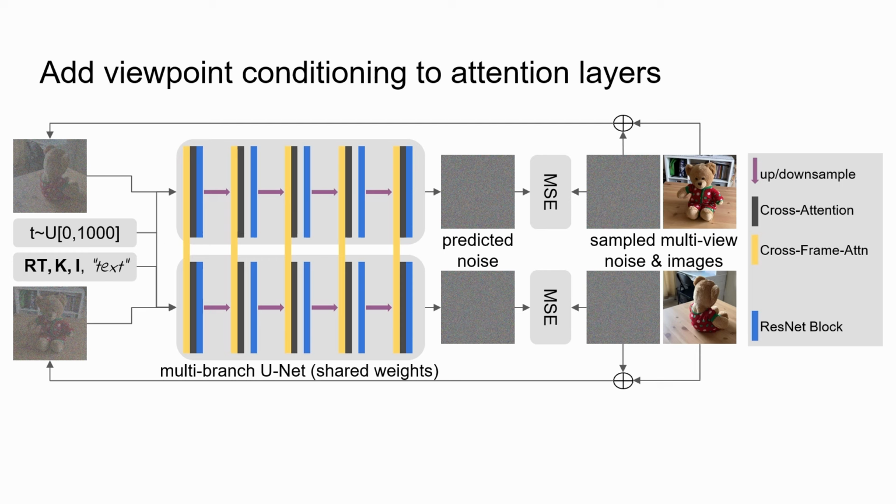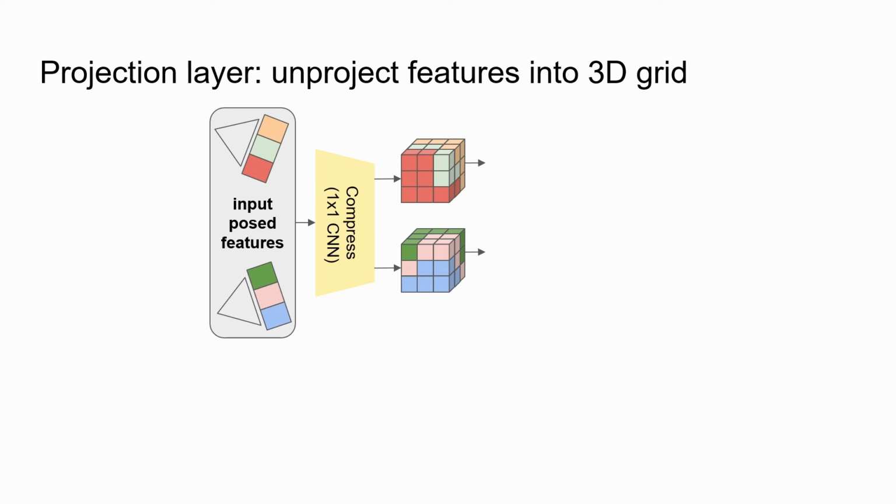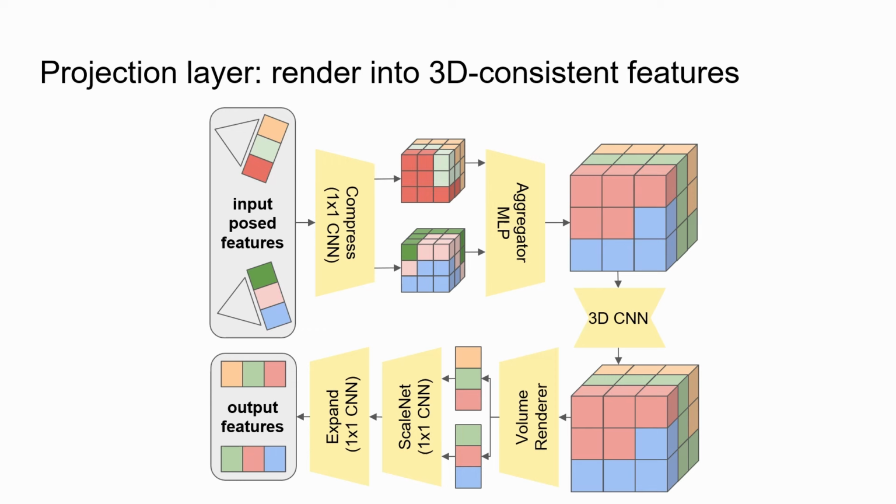Additionally, we place a novel projection layer into the inner blocks of the UNet. This creates a 3D-consistent space for all intermediate features. First, we unproject images into 3D grids via raymarching. Then, we refine all grids into a joint 3D feature representation. Finally, we use a volume renderer to render 3D-consistent output features from the 3D grid.